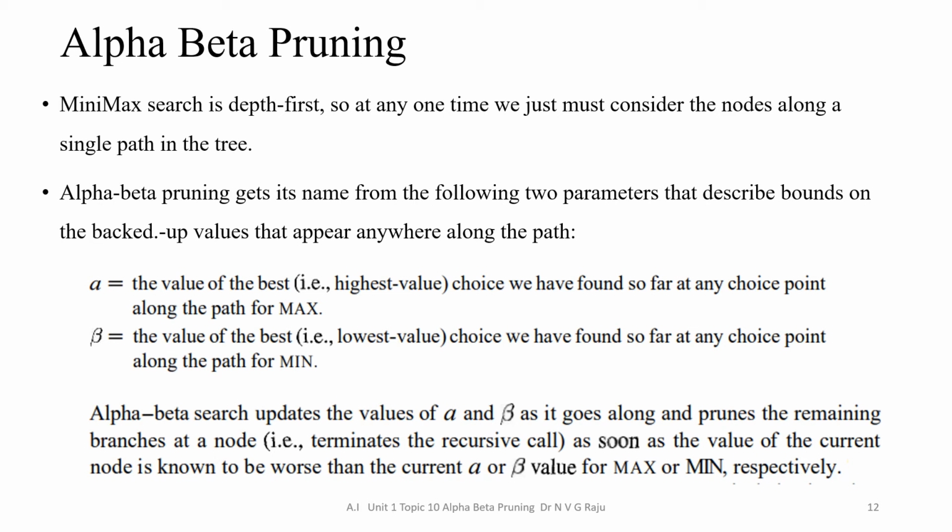Alpha beta search updates the values of alpha and beta as it goes along and prunes the remaining branches at a node as soon as the value of the current node is known to be worse than the current alpha or beta value for max or min respectively.